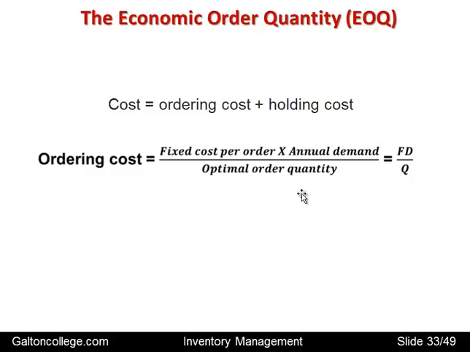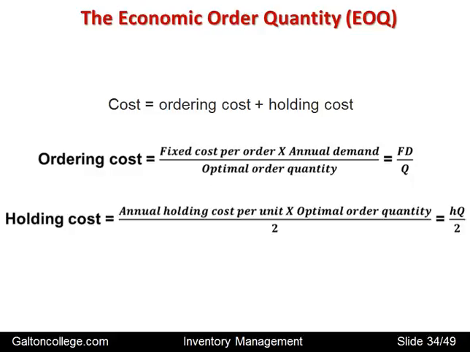The fixed cost per order is whatever. So now we've got the ordering cost. It's the fixed cost, F, times the annual demand, D, divided by the optimal quantity, Q. The holding cost, well, that's just the annual holding cost per unit times the optimal quantity divided by 2.